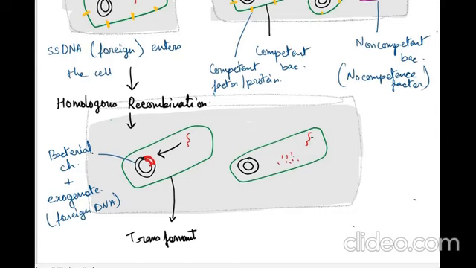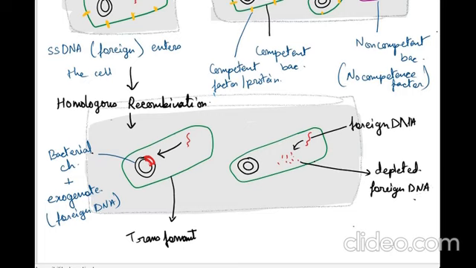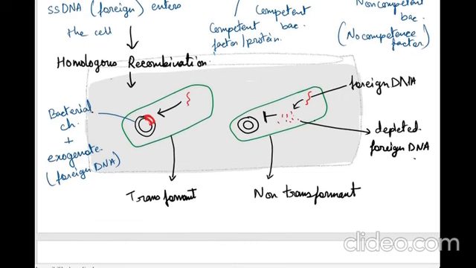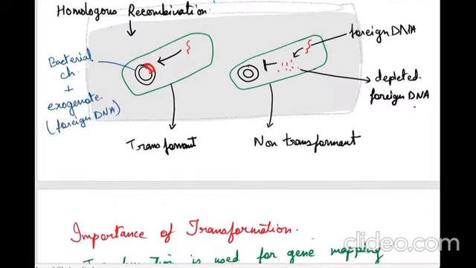In the other cell out here, again I have this foreign DNA. Here the foreign DNA is being broken down, so we can say it is getting depleted, and nothing is getting incorporated. Therefore the cell will remain a non-transformant. So we can understand that for transformation to take place, it is very important for a cell to be competent. Only then will it take up DNA from the external environment, and become a transformant. This is the process of transformation.